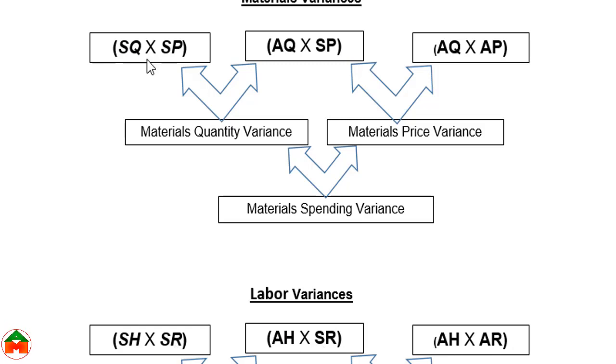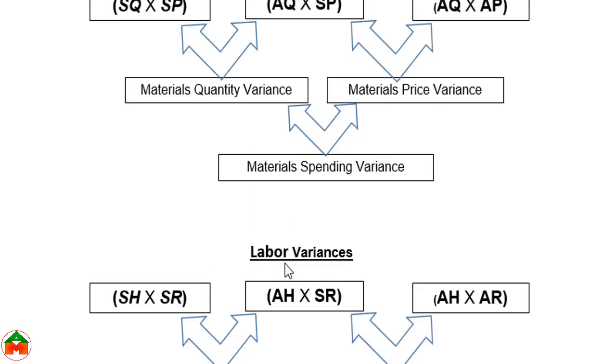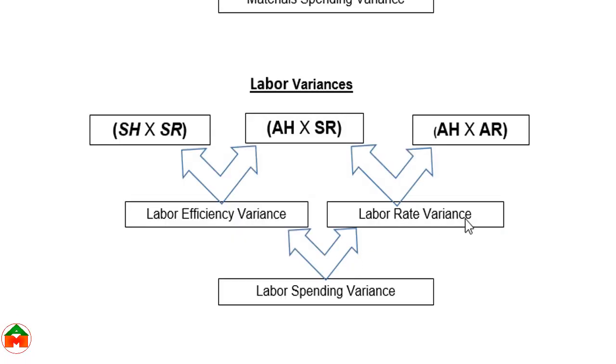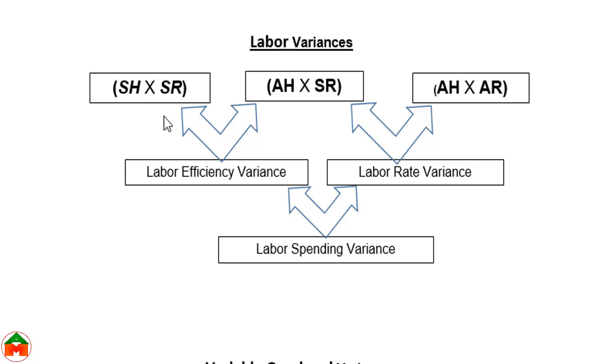So there is a very strong similarity between the formulas of material variances and labor variances. Here we are using quantity, here hour, here price, here rate. Let's see the formula of labor variances. Here we can see standard hour and standard rate, actual hour and standard rate, actual hour and actual rate. The standard hour and actual hour are for total production, but the standard rate and actual rate are for per unit. Again, same thing as with the material variances.